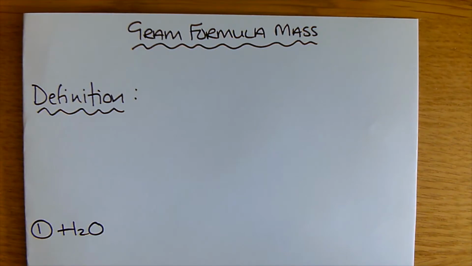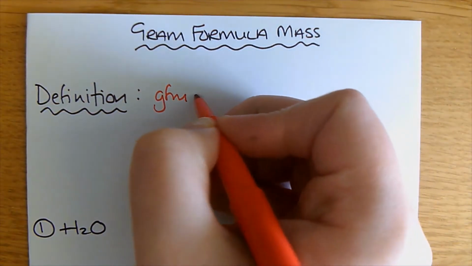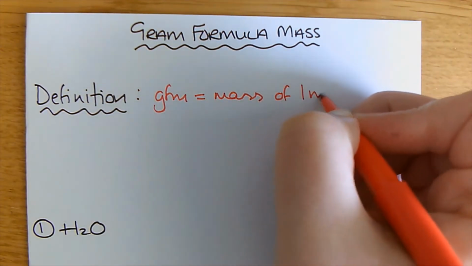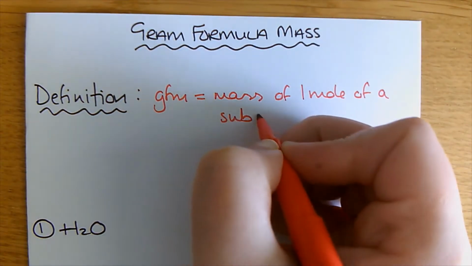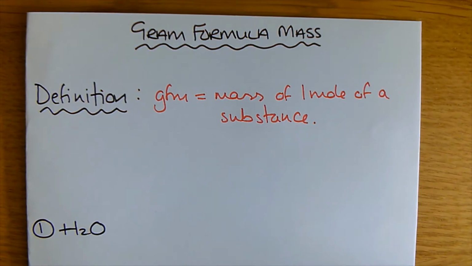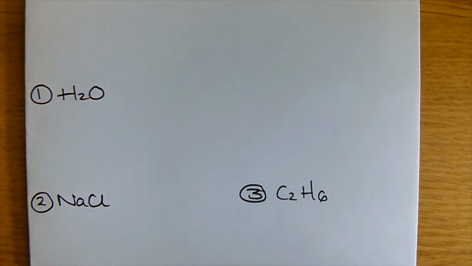In this video, we are going to look at how we would calculate the gram formula mass of a substance. The gram formula mass of a substance is equivalent to the mass of 1 mole of a substance. We calculate the gram formula mass by adding up the relative atomic masses for each atom in the compound. We're just going to work through some examples now.